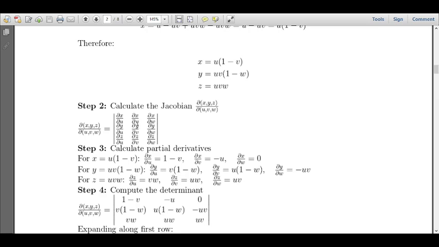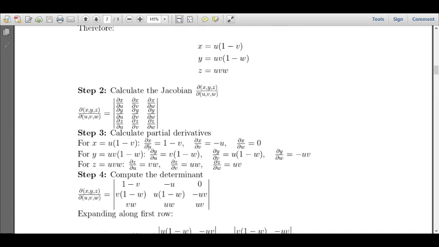∂x/∂u, ∂x/∂v, ∂x/∂w, and similarly the other rows. Now calculate the partial derivatives, x equal to u into (1 minus v), alright.